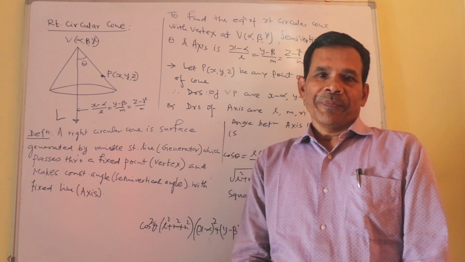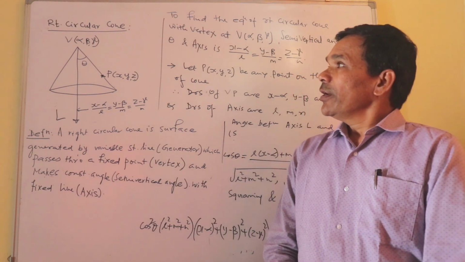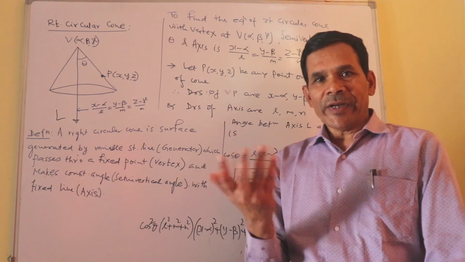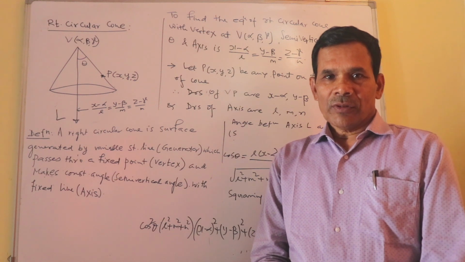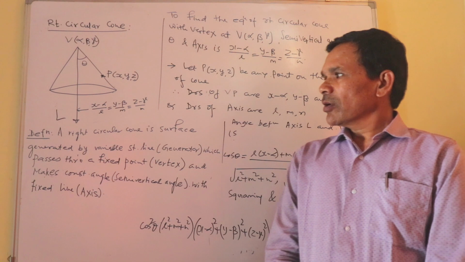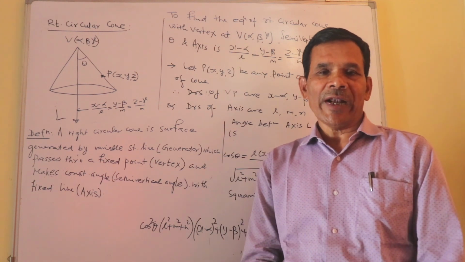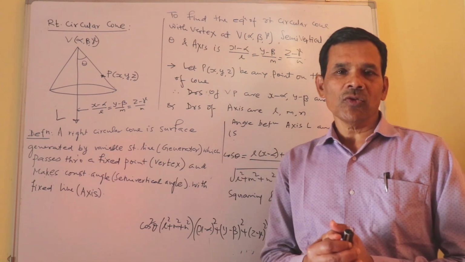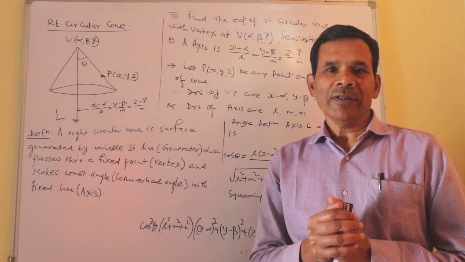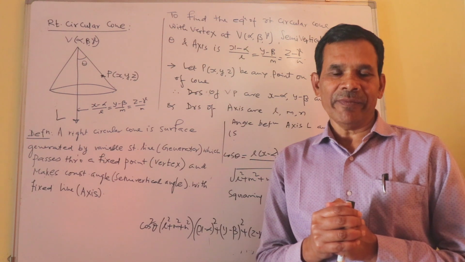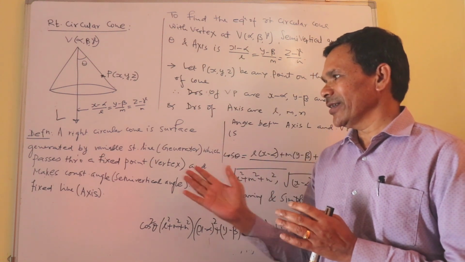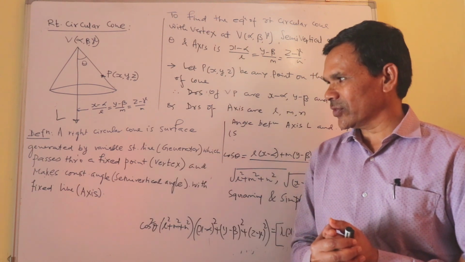Dear students, we are going to learn the right circular cone and after this the right circular cylinder. I have drawn the figure here. A right circular cone is a surface generated by a variable straight line which passes through a fixed point and makes a constant angle with some fixed line. That fixed line is the axis of the cone, the variable straight line is the generator and the fixed point is the vertex.